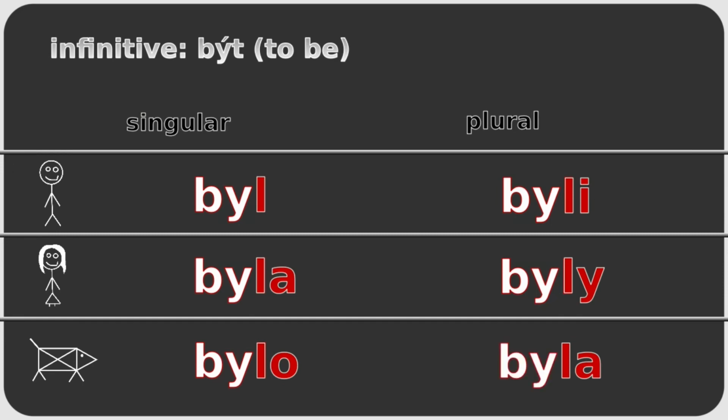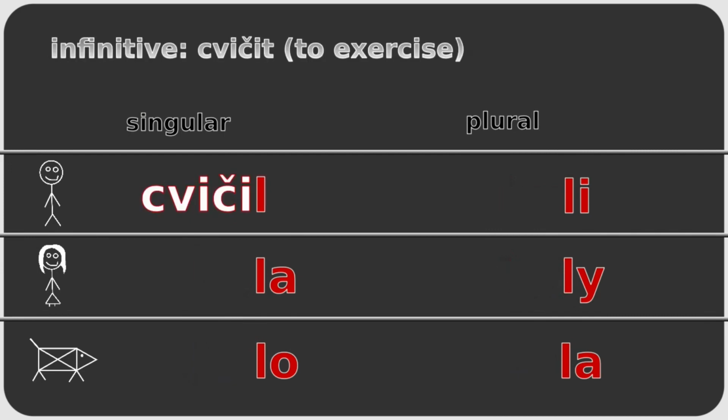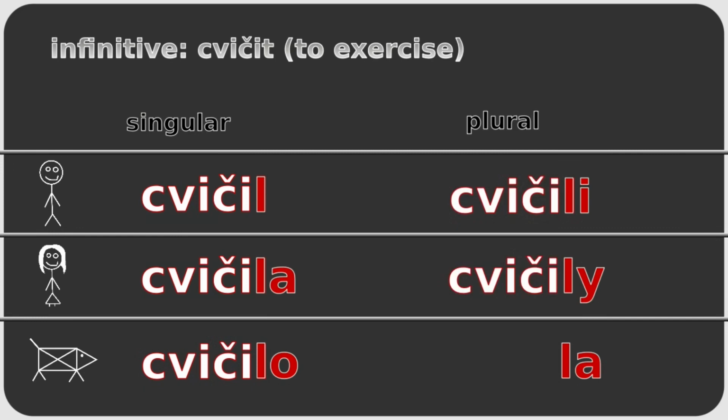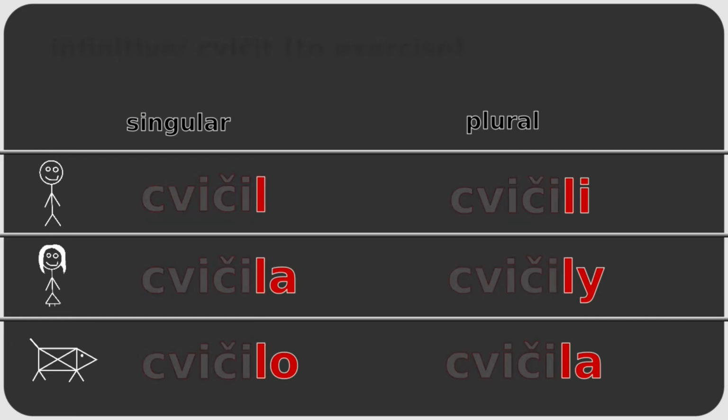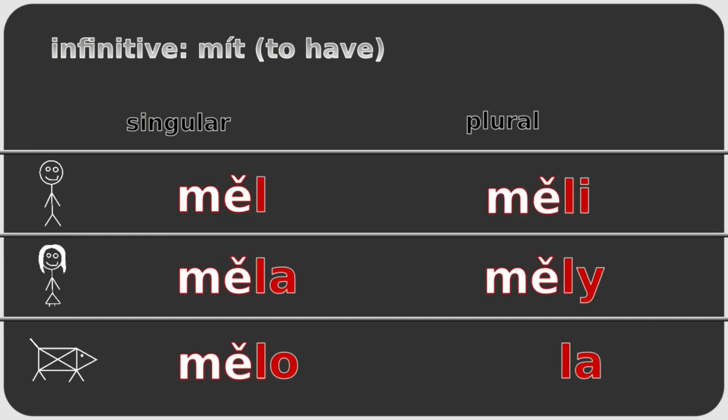Alright, let's add some more verbs here. For example, "cvičit," to exercise. Singular, "cvičil, cvičila, cvičilo." That would be masculine, feminine, and neuter. And in plural, "cvičili" for masculine and feminine, and "cvičila" for neuter. Another verb would be "mít," which means to have. Past participle forms in singular: "měl, měla, mělo," and in plural, "měli" and "měla."